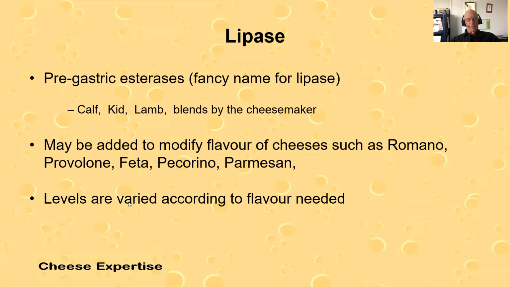So the levels of lipase are varied according to the flavor needed and the intensity. For Romano, for example, it can have quite a significant amount, and you get quite a significant flavor, which is often known as the sharp or piquant flavor of Parmesan, and it gives that maybe stronger baby vomit type flavor.